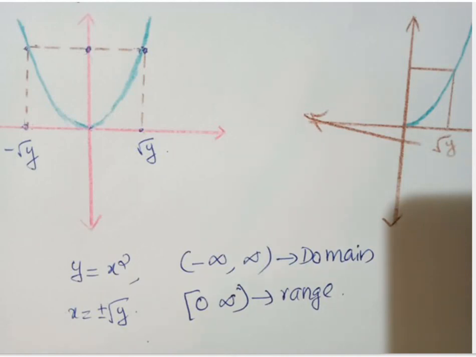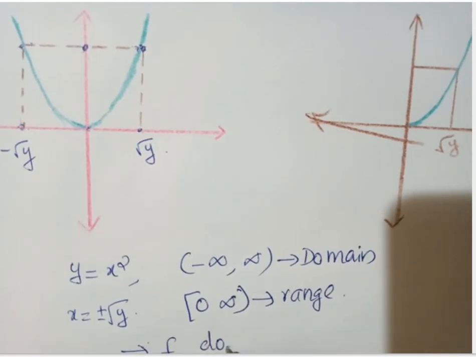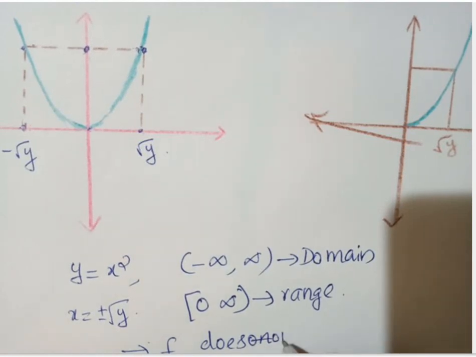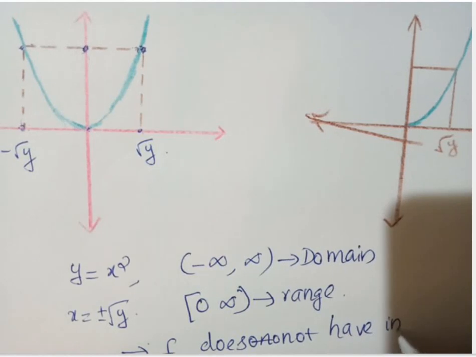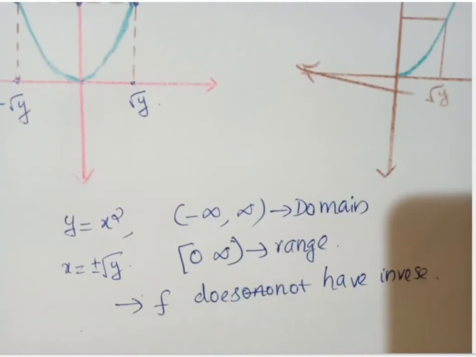Which implies that this f does not have an inverse. F does not have an inverse. Why? Find out the reason and message me.